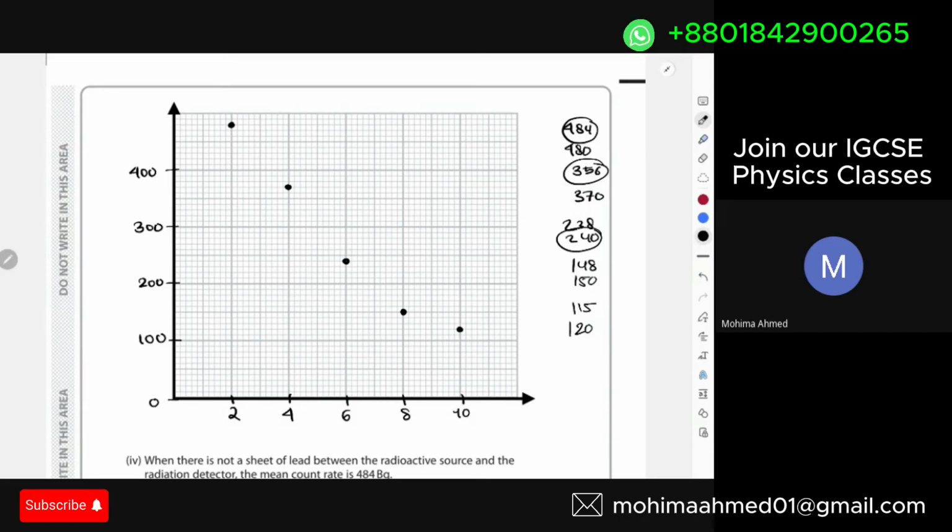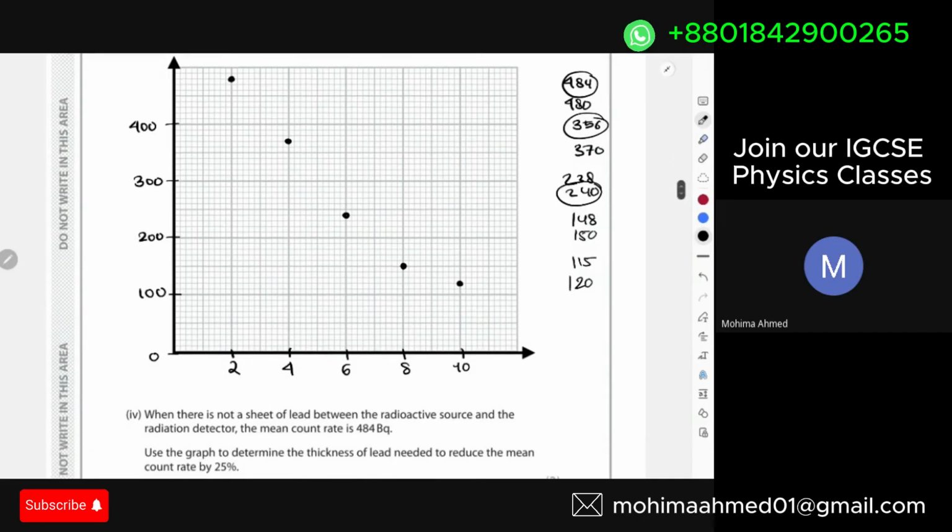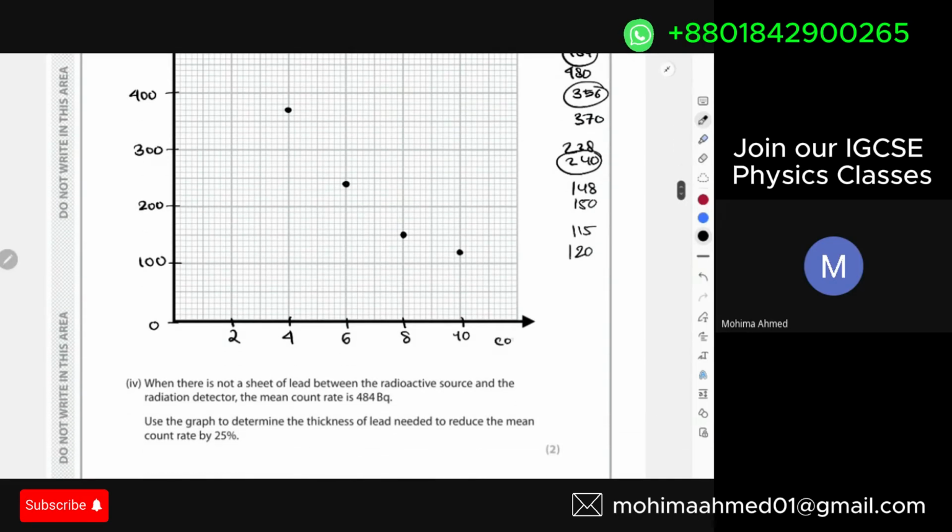So we have plotted the graph and obviously labeled the x-axis and y-axis. On the x-axis, you have count rate in becquerel.